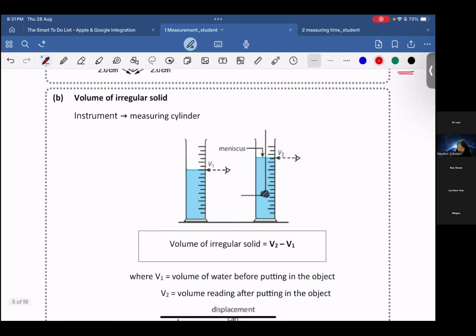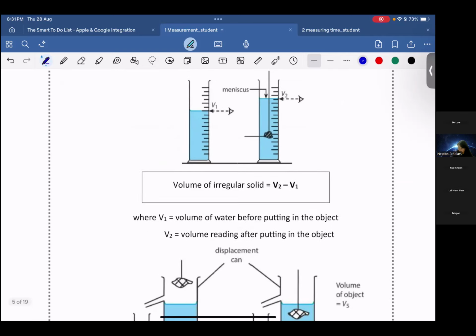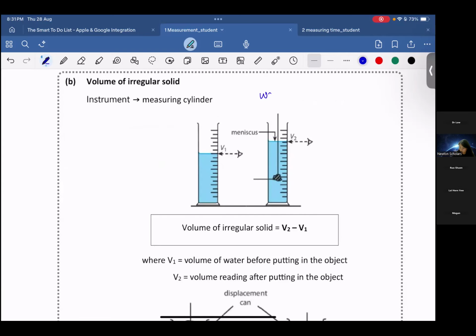Now, volume for irregular shapes. If, let's say, I give you a stone, and the stone is not a sphere, how can I measure the volume, teacher? Actually, this method we call water displacement.